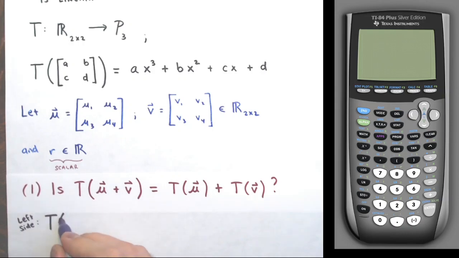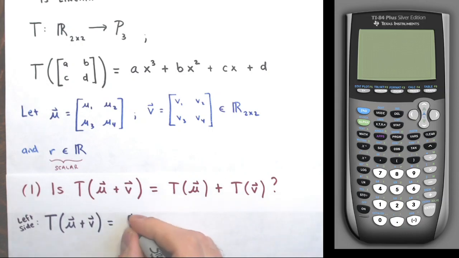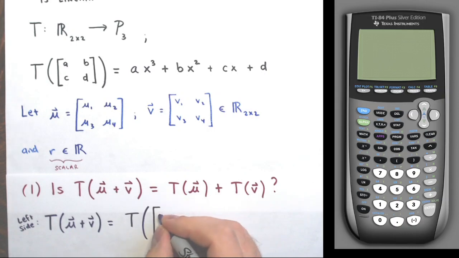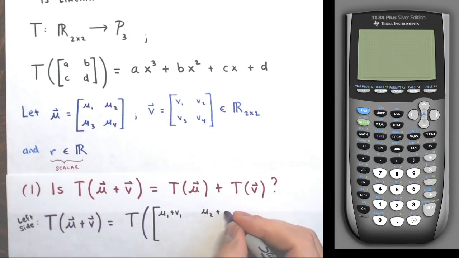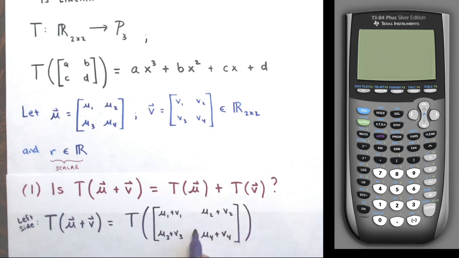So what is the value of T at u plus v? Here I'm performing addition in that R 2 by 2 first. I'm adding the vectors u and v, which are these two matrices, and it's standard matrix addition. So I'll have T of, if I add these two matrices the usual way, this 2 by 2 matrix: u1 plus v1 for the first row, first column component, then u2 plus v2 for the first row, second column component, u3 plus v3 for the second row, first column entry, and u4 plus v4 for the second row, second column entry. So that's u plus v, doing addition from that vector space.